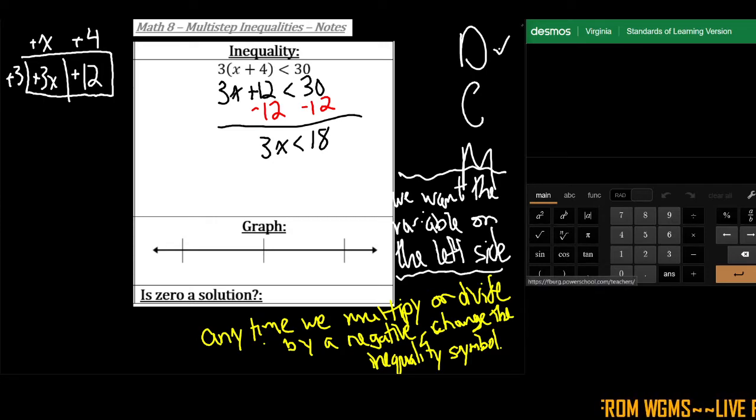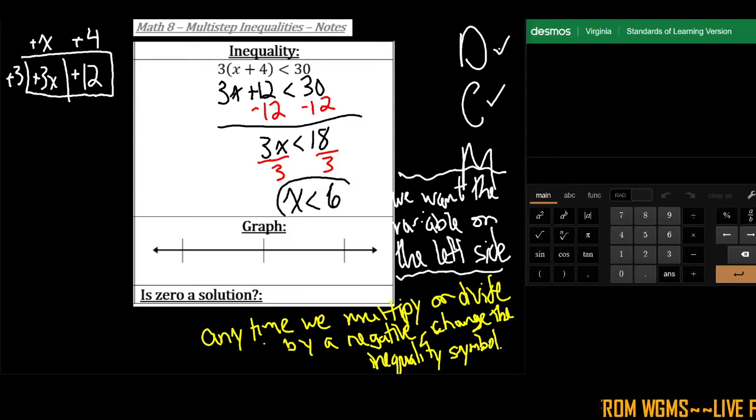That's the last step, manipulate the variable. So I did the distributive property, I combined my like terms. Now I need to manipulate the variable. I need to divide both sides by 3. And I end up with x is less than 6. So that was my manipulate the variable step. Again, it's the multiplicative inverse property. Always make sure you are multiplying by the inverse, and so we're dividing by the coefficient.